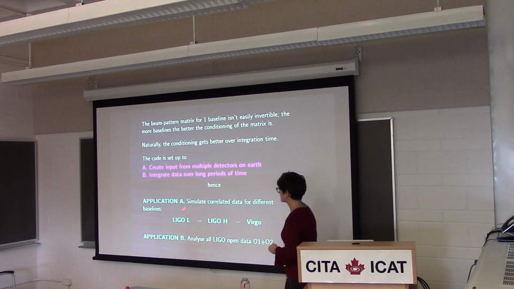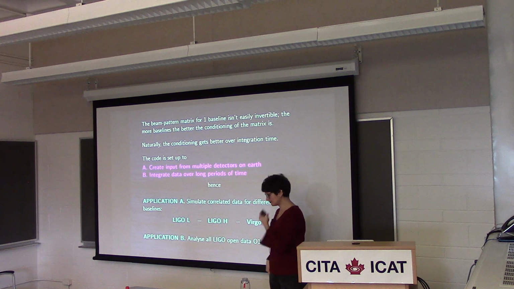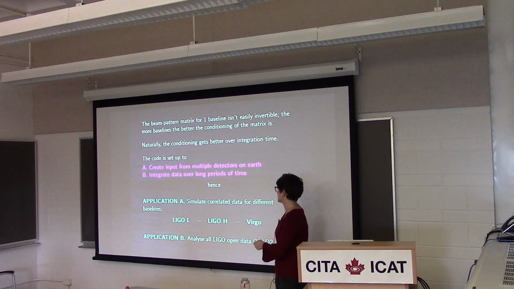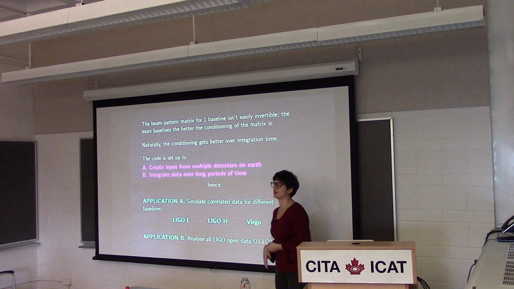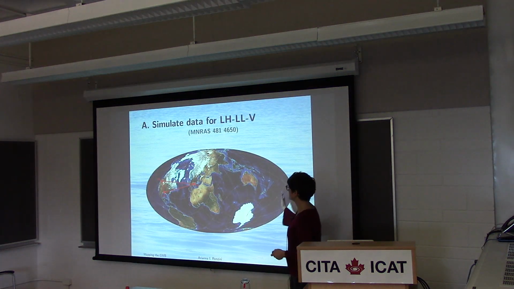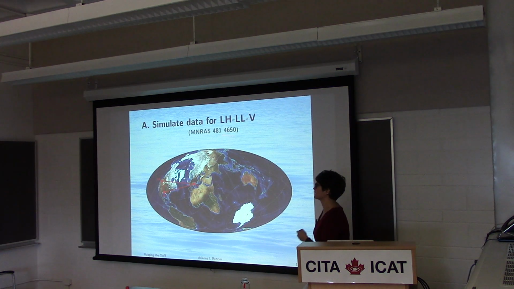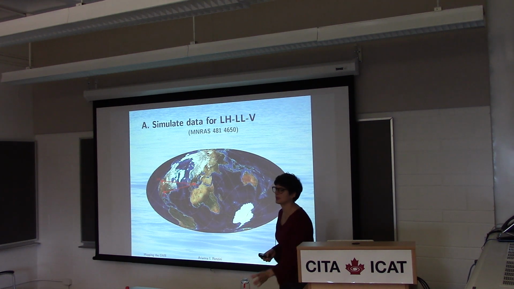So now I'm going to tell you about the 2 applications that we've run our code through. One is simulating data. So this is just a proof of concept that the method actually works. And the other is by analyzing all of LIGO's open data and see if we can estimate a background with the LIGO data. So let's start from the first one. This refers to our methods paper, which is the first publication we put out for this work.